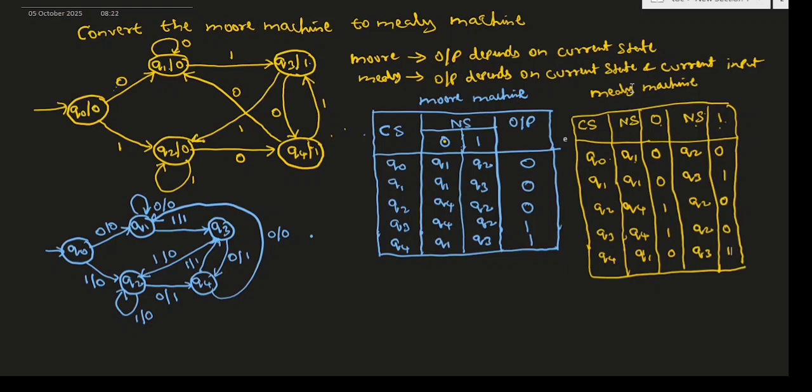One point which we have to remember, that is a very significant point. Moore emission depends only on the current state. Output depends only on the current state. But Mealy emission output depends on the current state as well as the current input. So that is the only difference, and this is the conversion mechanism of Moore emission to Mealy emission.